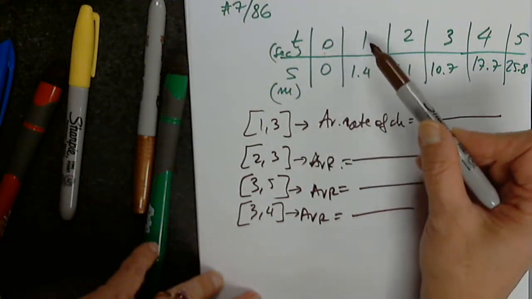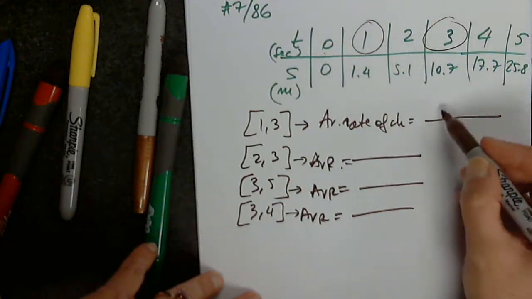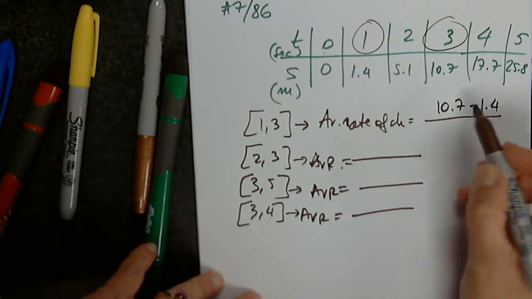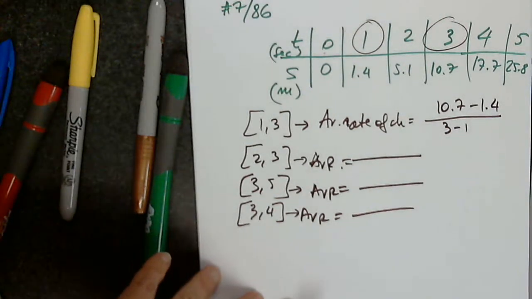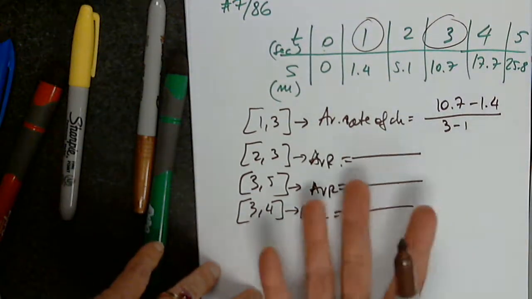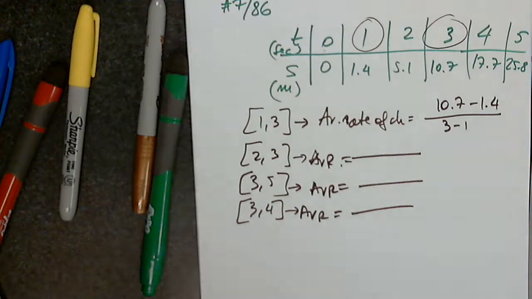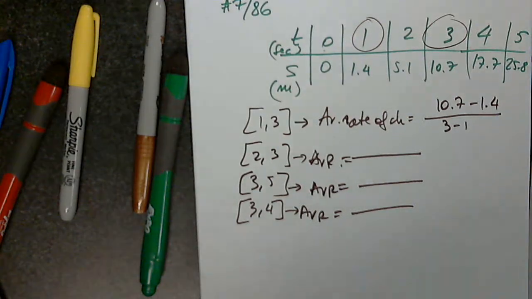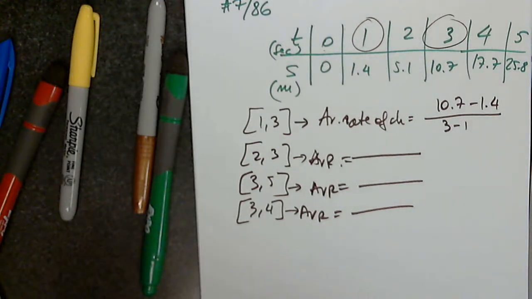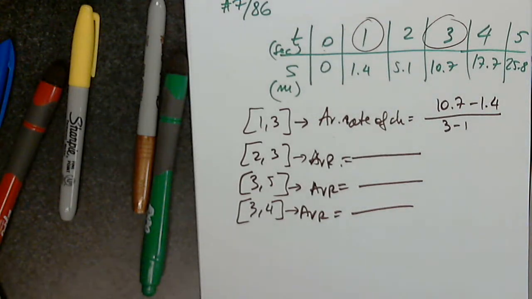So between 1 and 3, 10.7 minus 1.4 over 3 minus 1. And so on and so forth. I just need the numbers now. So this is how we find the average rate of change, and we will come up with an idea of the instantaneous rate of change.